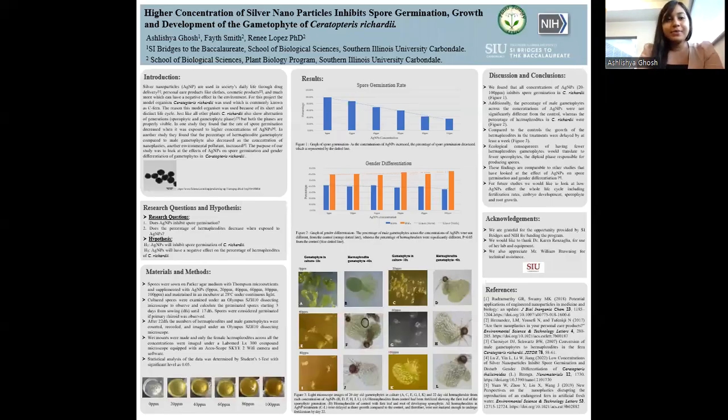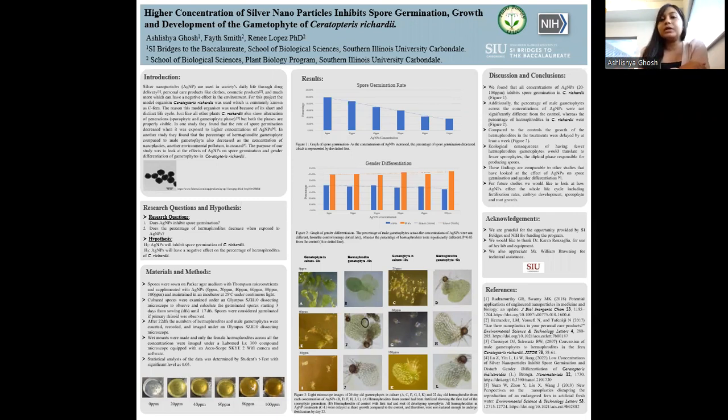Hi everyone, I'm Ashlishya. In the summer, I have been doing research under the Ceratopteris program in the plant biology field. My topic is how higher concentrations of silver nanoparticles inhibit the spore germination and gender differentiation of Ceratopteris richardii, which is commonly known as saffron.